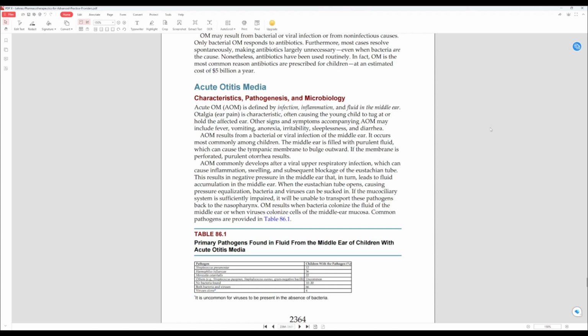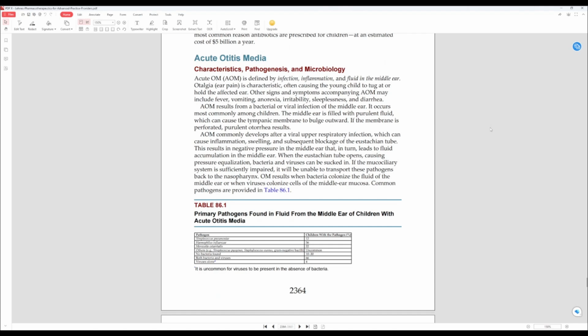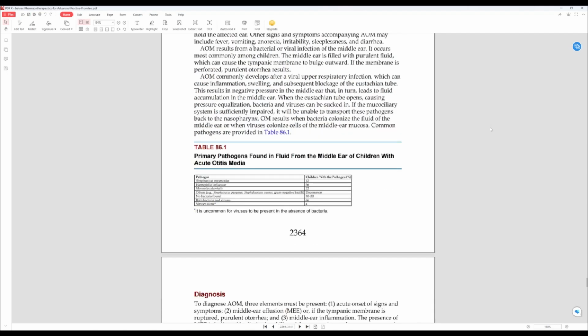Common pathogens here are listed in Table 86.1. So here's an excellent spot to hit pause so you can see the different types of pathogens that could trigger acute otitis media. The big ones being Streptococcus, Haemophilus, Moraxella, and then there are some others: some Streptococcus pyogenes, aureus, and some viruses, as well as both bacteria and viruses.